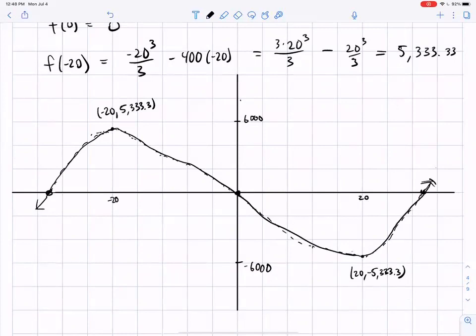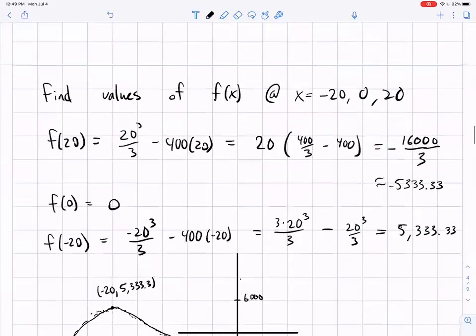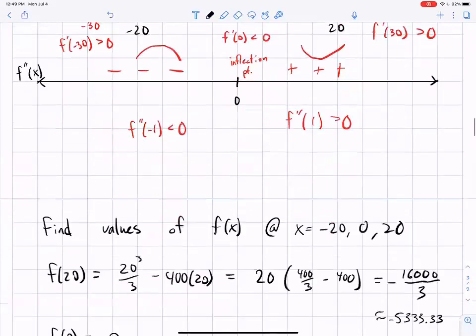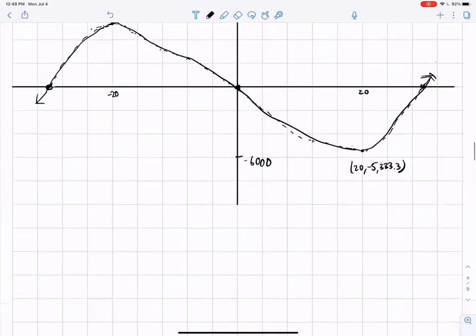It tells us it's increasing from negative infinity to negative 20, and from 20 to infinity. It's decreasing from negative 20 to 20, and has an inflection point at 0 because it's concave down here and concave up there. And so that's how we use the graphing guidelines to give us a really good sketch of this graph without having to do a whole lot of work. And now if we saw a computer generated graph, we'd understand that, okay, that makes sense.